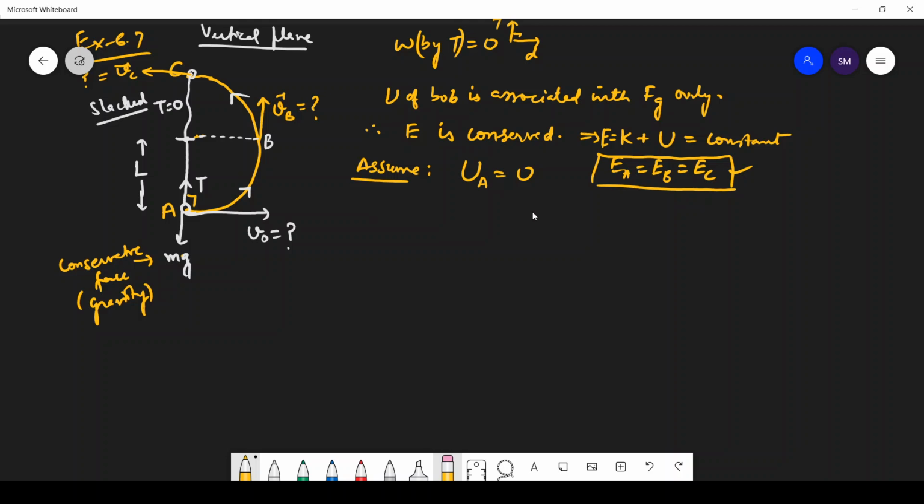So E of A is equal to E of B is equal to E of C. The mechanical energy at A is equal to the mechanical energy at B, equal to the mechanical energy at all these points on the path.